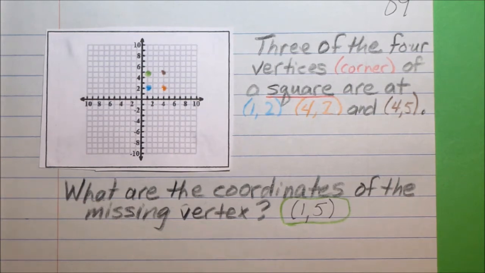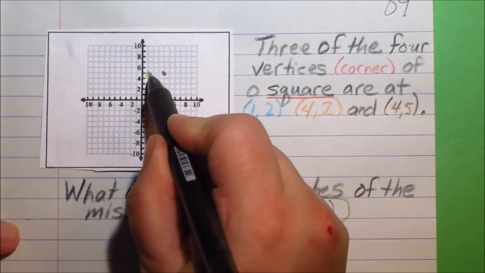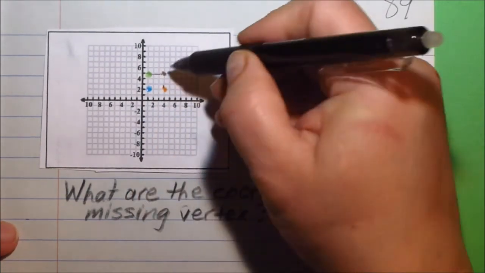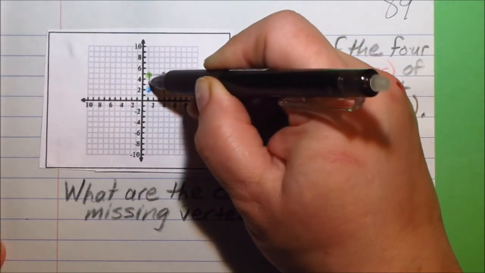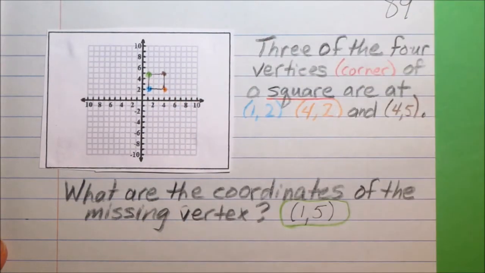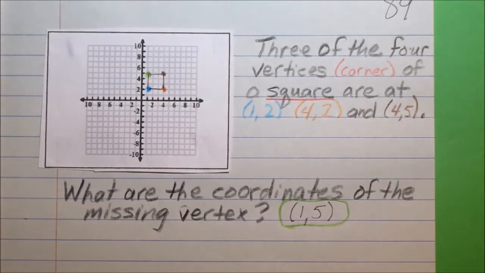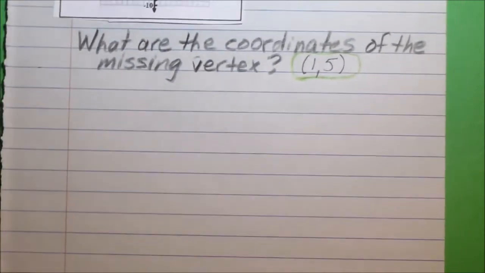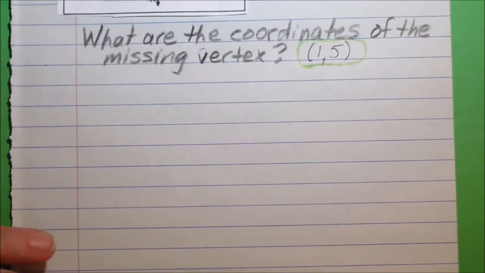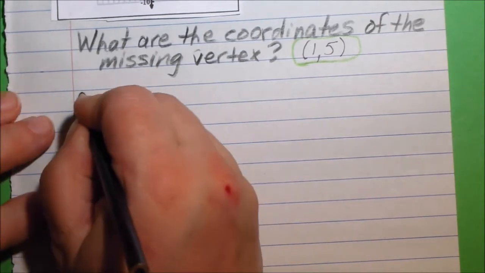And once you have those points in there, you can play a little connect the dots to show that you have a square. All right? Okay, so then let's write another problem down here.